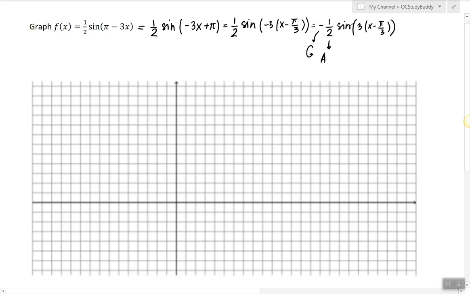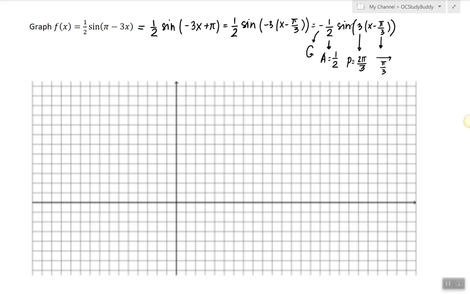1/2 means that the amplitude of the given function is 1/2. Minus pi over 3 means we're going to shift it to the right by pi over 3 units. And this factor of 3 means the new period will be 2 pi, which is the period of sine of x, divided by 3. So basically, when you have a compression by a factor of 3, everything horizontally will be compressed by 3, including the period.